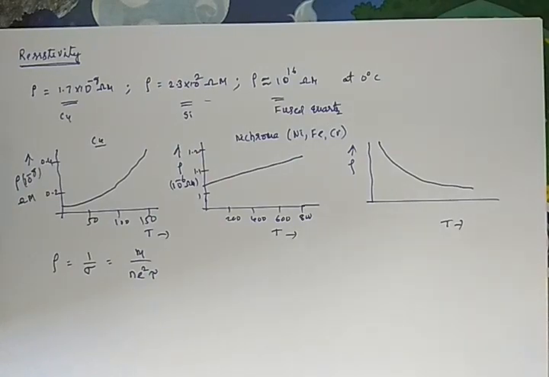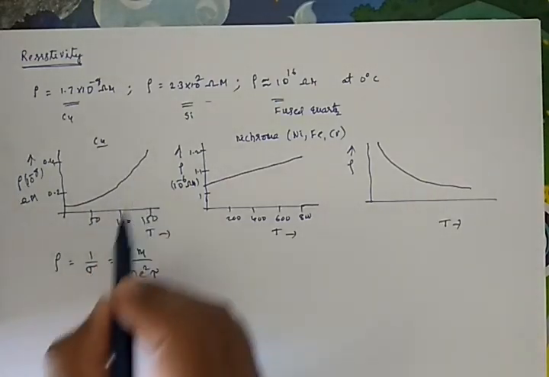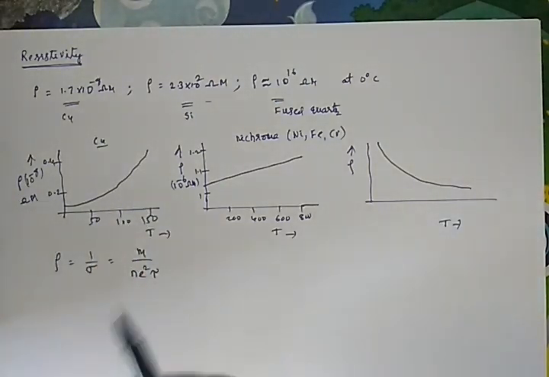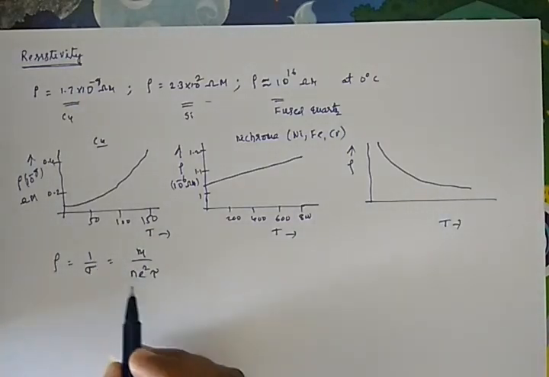So let us see that. Here resistivity is increasing with temperature. As you increase the temperature of the conductor, there will be no appreciable change in n. The number of charged particles per unit volume remains the same with temperature.